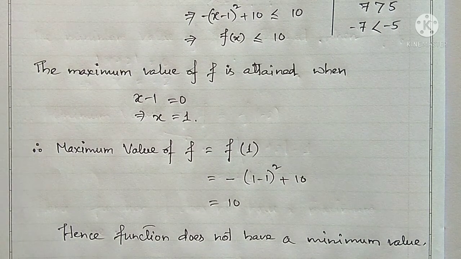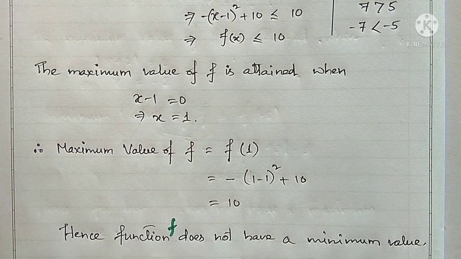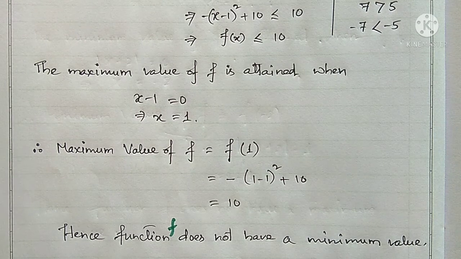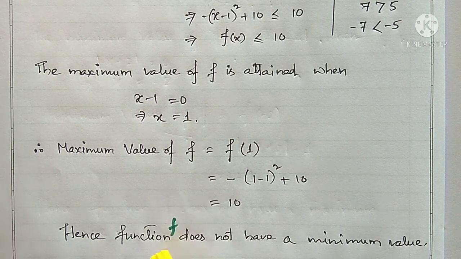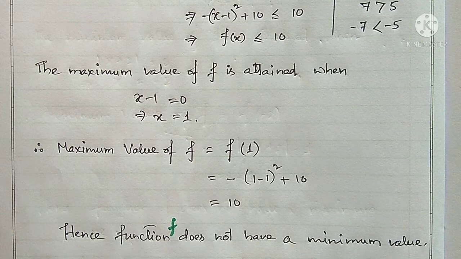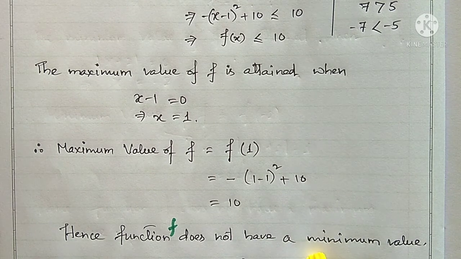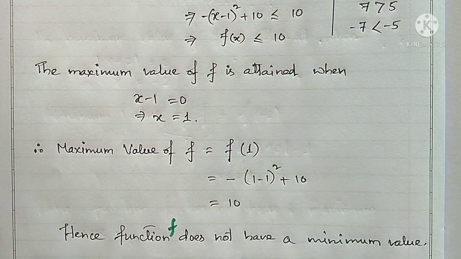function f does not have a minimum value. Is it clear? The function f whatever given here does not have a minimum value, because here the maximum value is 10. Is it clear?